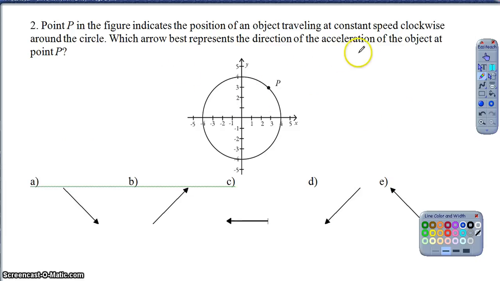Which arrow best represents the direction of the acceleration at this point down here? Now they do tell us that it's moving in the clockwise direction, but to be honest, it doesn't really matter, because regardless of whether it's going off tangent this way or off tangent this way, if the direction is changing, then that acceleration better be pulling towards the center of the circle, right? So the only option that fits that one is option D. So again, hopefully those first two multiple choice questions were pretty easy to get through.